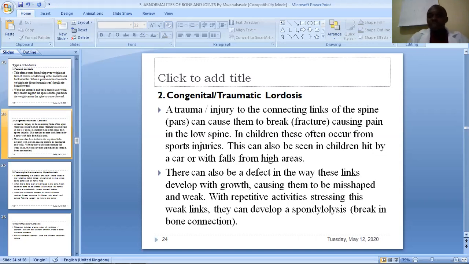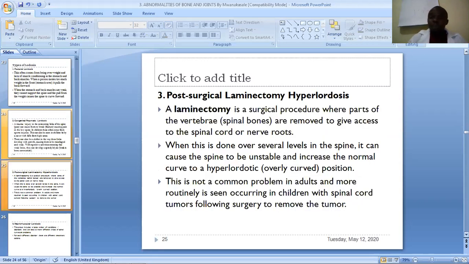Because we're saying there can also be a defect in the way these links develop with growth, causing them to be misshapen and weak. With repetitive activities stressing this weak link, they can develop a spondylosis or break in the bone connection. They can also be post-surgical laminectomy hyperlordosis. So a laminectomy is a surgical procedure where part of the vertebrae or spinal bone is removed to give access to the spinal cord or spinal roots.